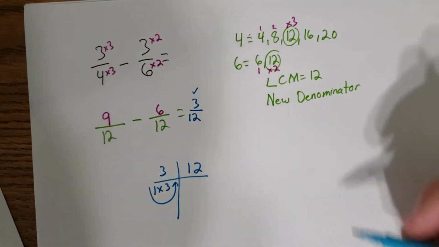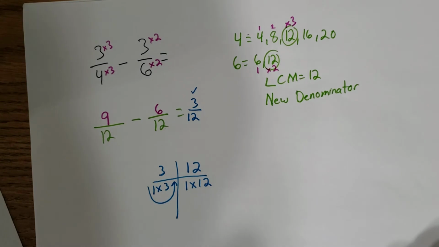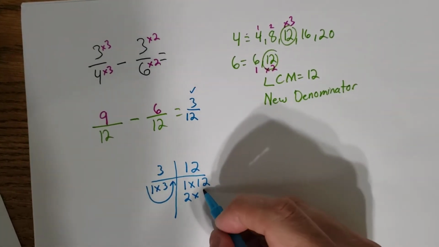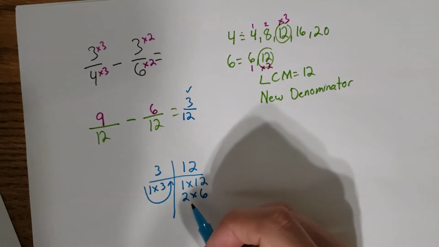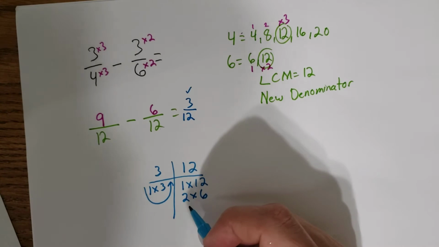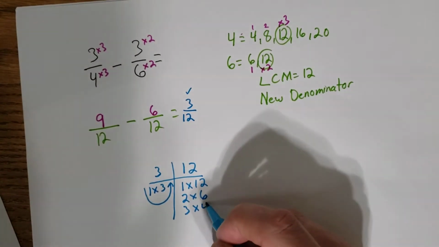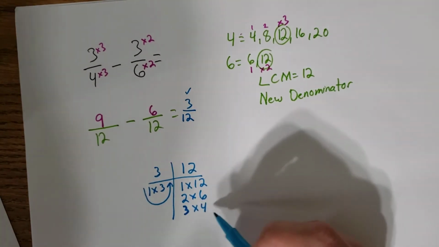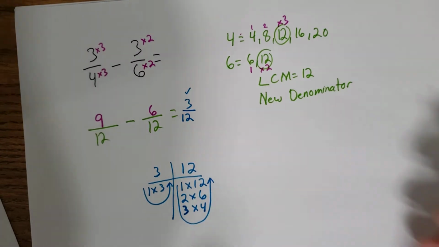What about 12? How do we get 12? 12 is 1 times 12. 2 works because it's even. 2 times 6 is 12. What comes after 2? Try 3. 3 times 1 is 3, 3 times 2 is 6, 3 times 3 is 9. There we go. 3 times 4 is 12. What comes after our 3 is a 4. You already have a 4 in your list, so you're done.